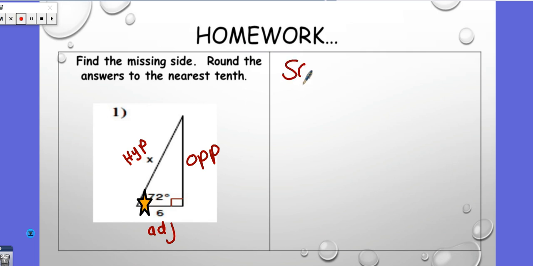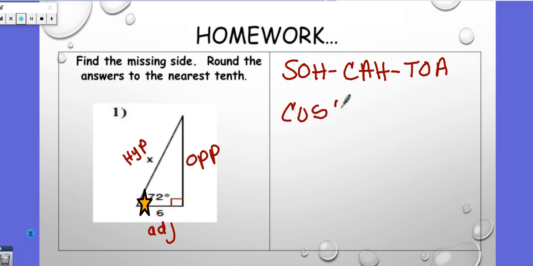So we're going to write SOH, CAH, TOA. So if we have SOH, CAH, TOA, then I want to look and see what pieces I'm looking for and what piece I have. So I'm looking for the hypotenuse, and I have the adjacent. The trig function that has those parts in it is cosine. So I'm going to say cosine of the angle equals adjacent goes on top and hypotenuse goes at the bottom.